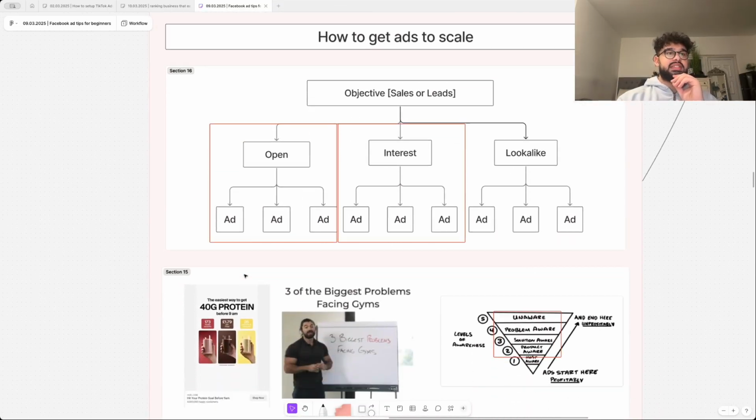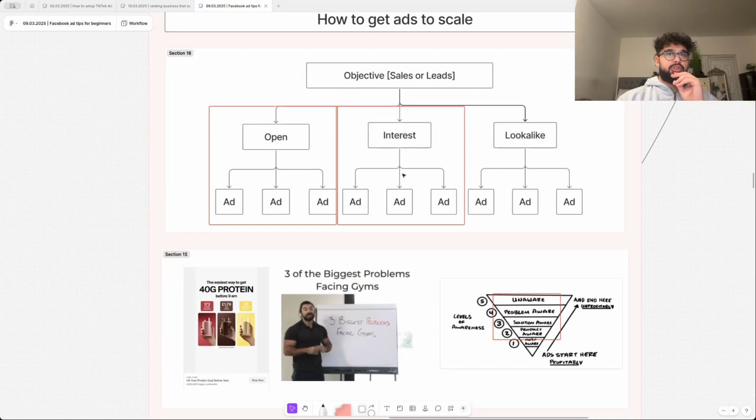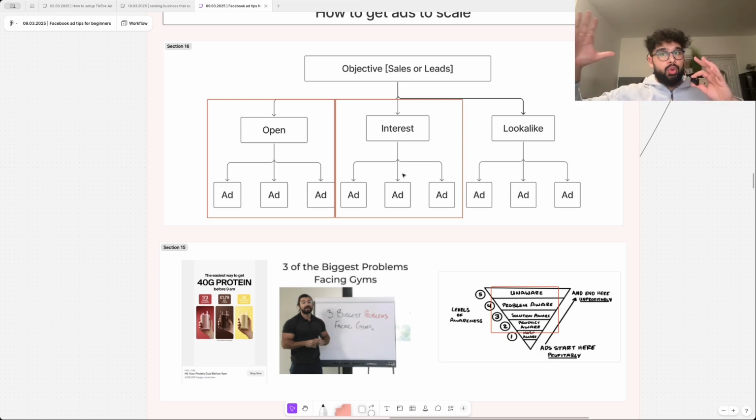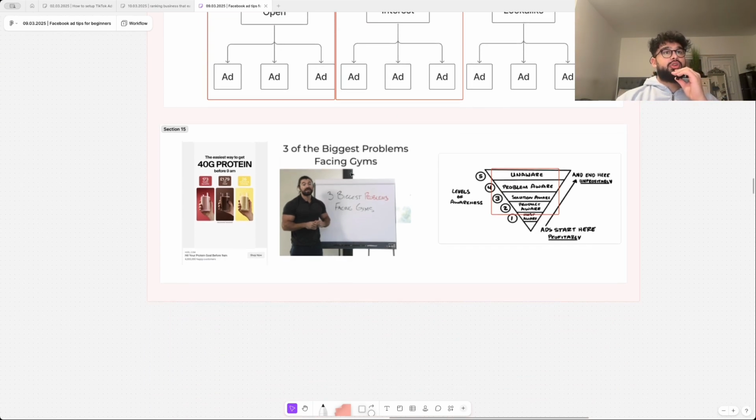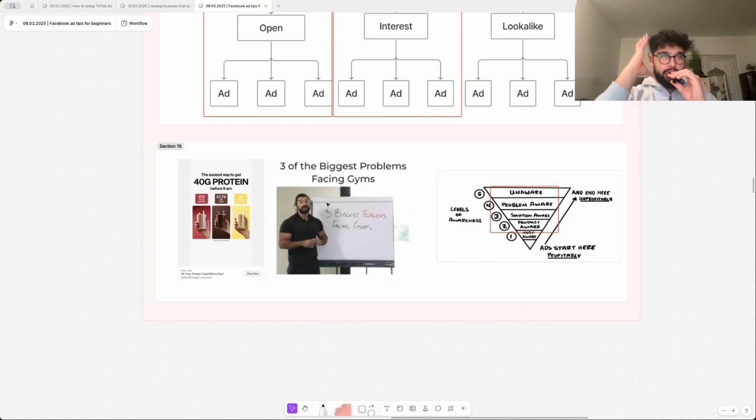Now, if you want ads to scale, you want to use your open and your interest. All that's doing is giving you a bigger pool of people. But again, it comes down to your creative. So how do you think about your creative?